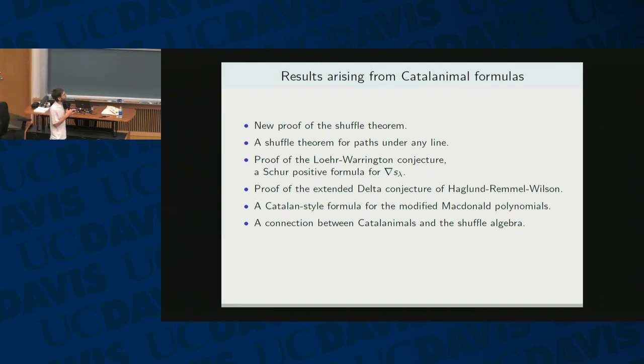as well as a generalization of the shuffle theorem to, rather than just paths, Dyck paths over a K by K rectangle. Then there are generalizations to M by N rectangles. This involves lattice paths under any line. We were able to use this to give a proof of the Loehr-Warrington conjecture, which gives a Schur positive formula for nabla S lambda.